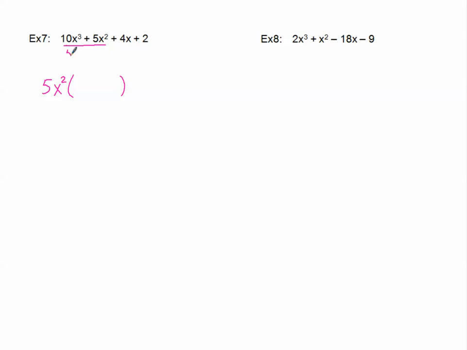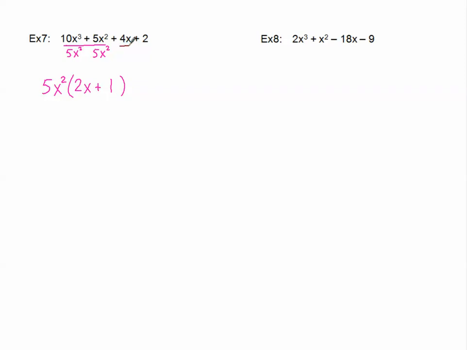And if you like to put the little 5x squared and divide underneath each one of these, that's fine. 10 divided by 5 is 2. X cubed divided by x squared, there's an x still. I've got the plus sign. 5x squared divided by 5x squared, anything over itself should be 1.